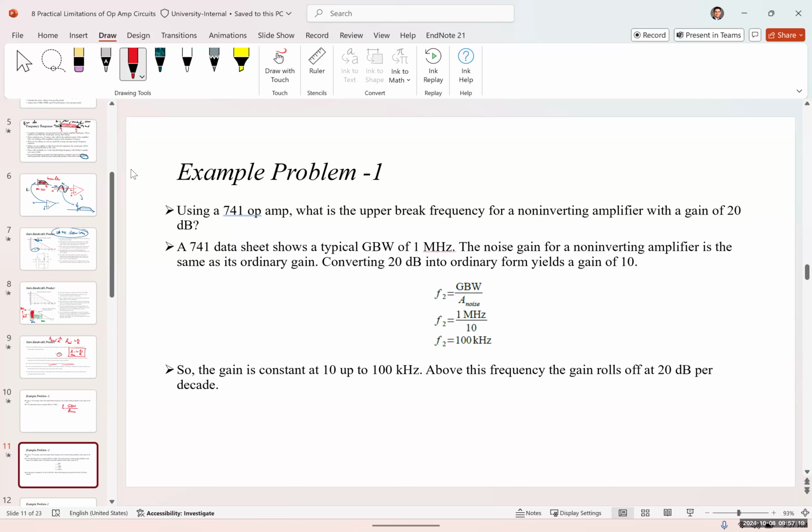So converting the 20 dB into ordinary form yields a gain of 10. And F2 would be gain bandwidth over A noise, which would be 1 megahertz over 10, which gives us 100 kilohertz of upper cutoff frequency.